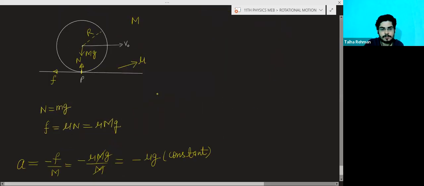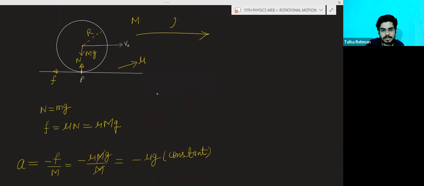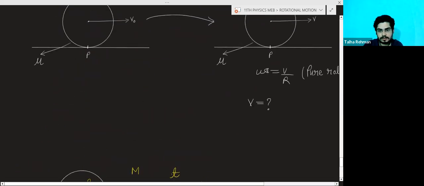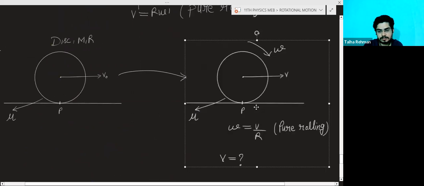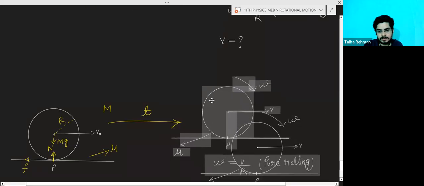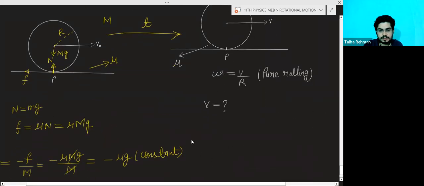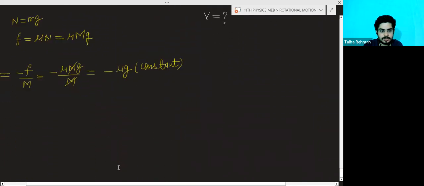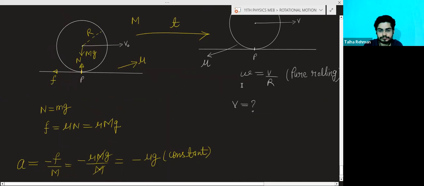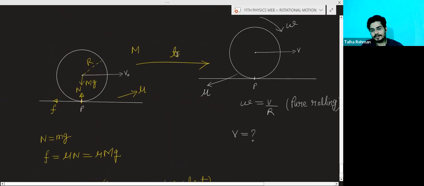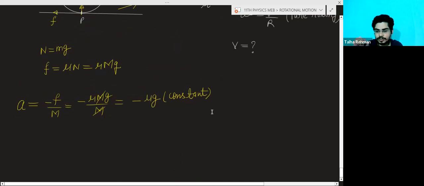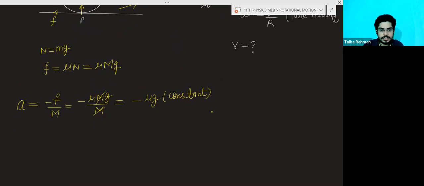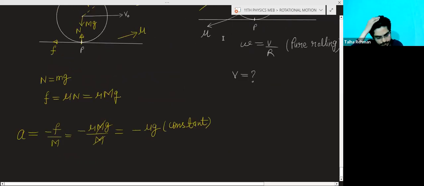Now, what is the condition after some time? Suppose after some time t, this is the condition: the body is having the velocity v and angular velocity omega, and omega is equal to v by r. So we can apply v is equal to u plus at for this body.